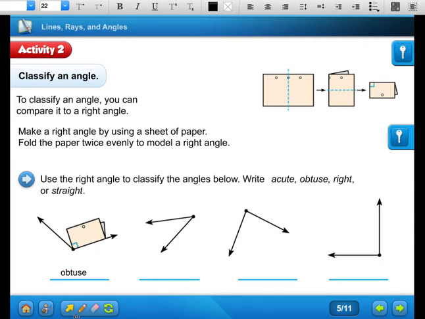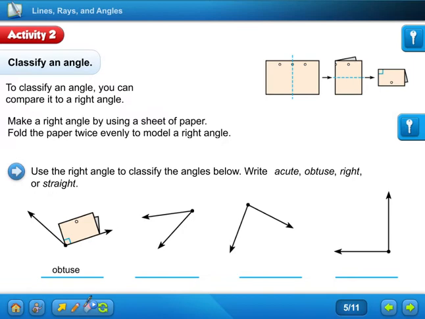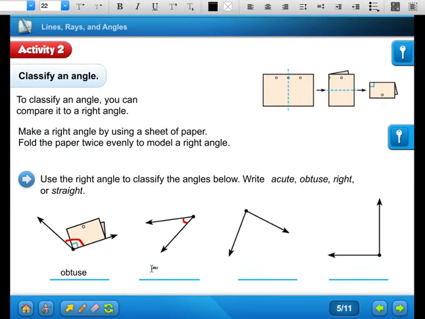So here is the next angle. This one was really big. It was over that 90 degrees. What about this one? Is that smaller than the 90 degrees? Is it bigger than the 90 degrees? What do you think? Did you say acute? Because it's such an acute angle. It's so little. Love it. All right, so we have an obtuse, we have an acute.